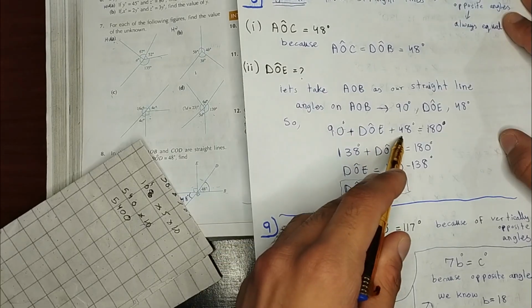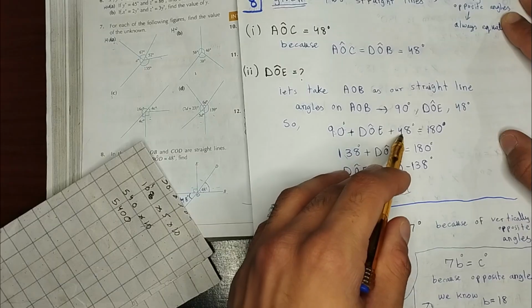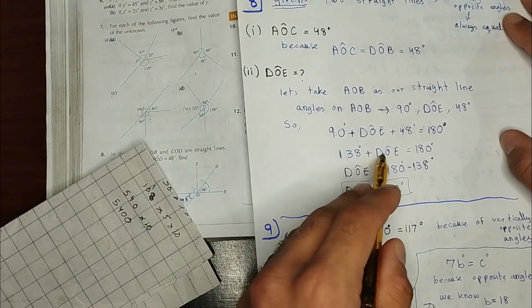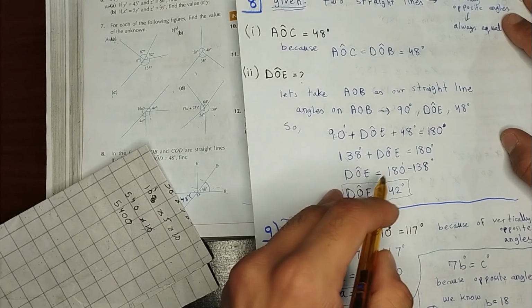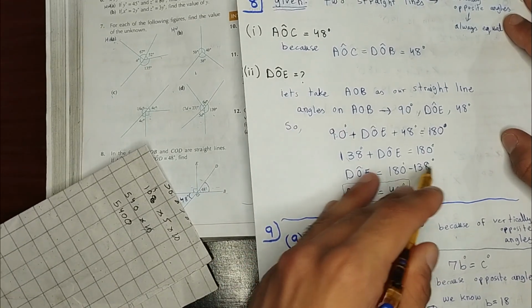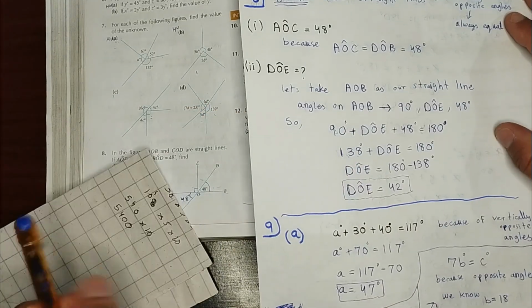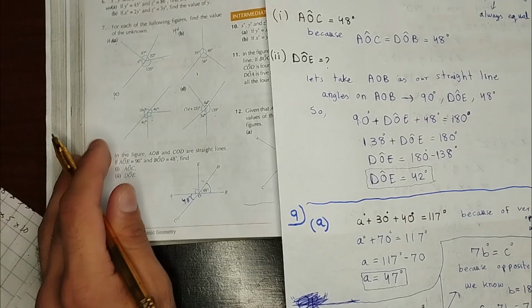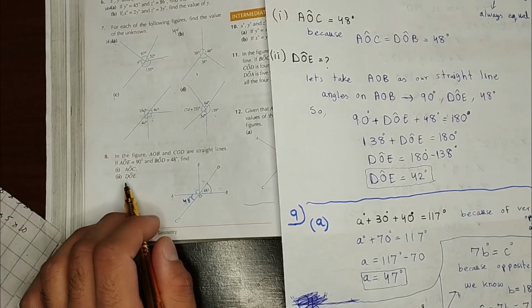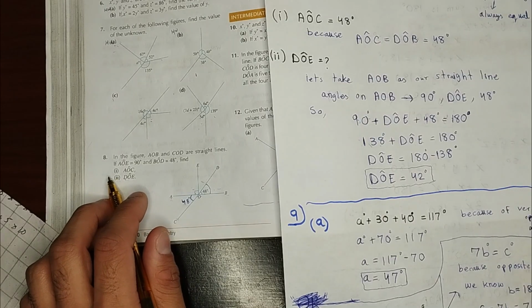So 90 plus 48 is going to be 138. 138 plus DOE is going to be equal to 180. DOE is equal to 180 minus 138. I just subtracted 138 from both sides of the equation, and I found the value of DOE, which is required in the question. You need to really practice these types of questions, and again, naming of angles, you should practice that. It's important.